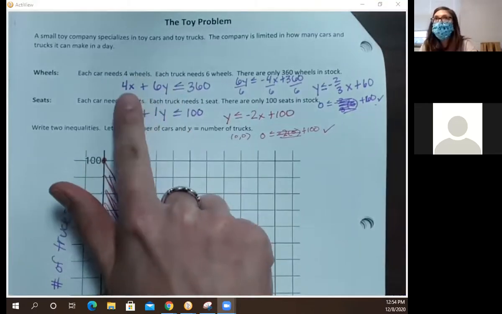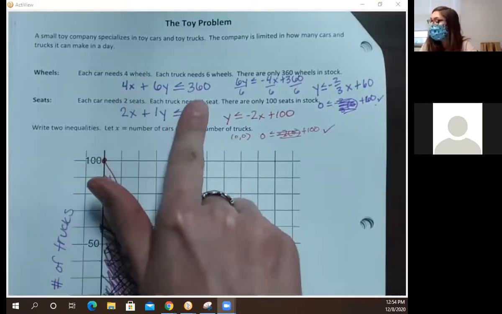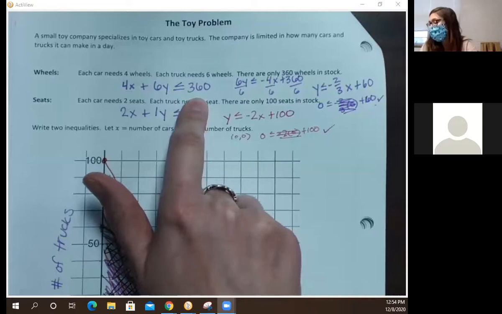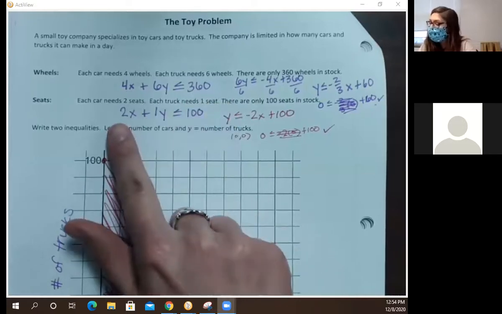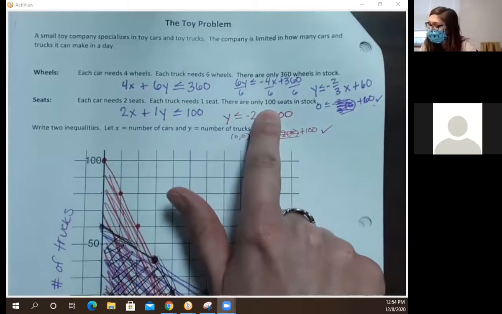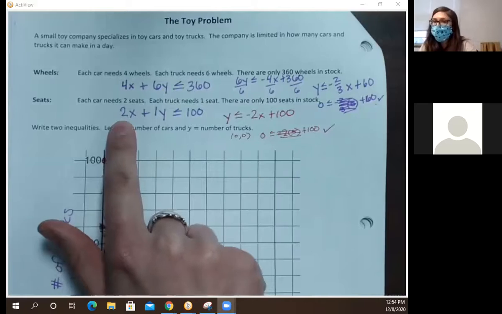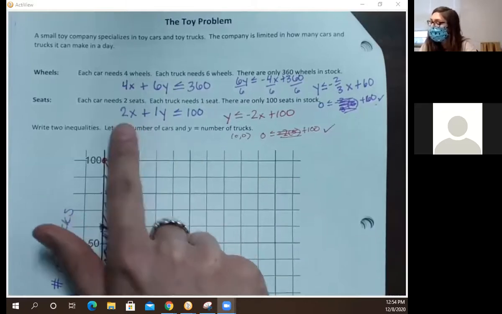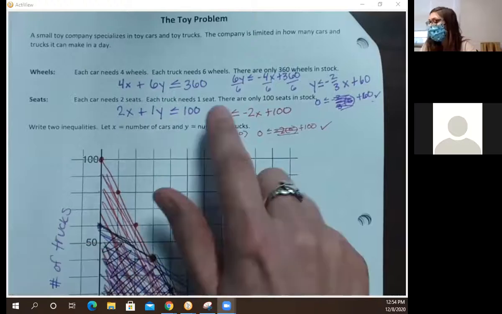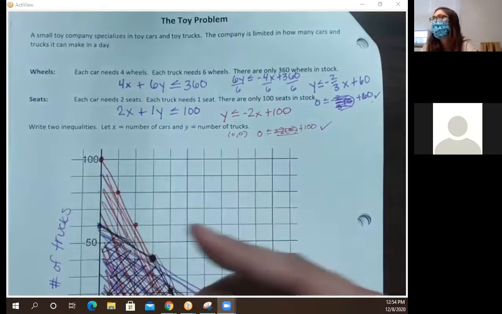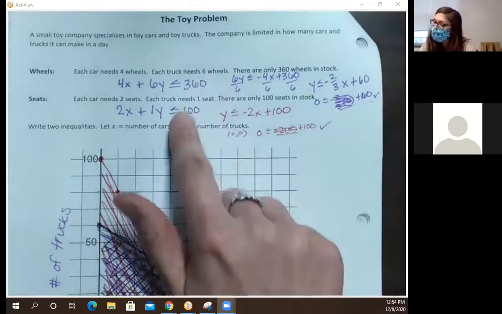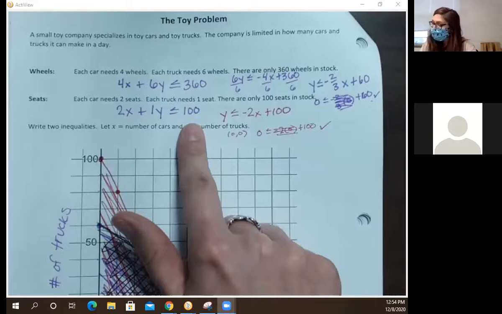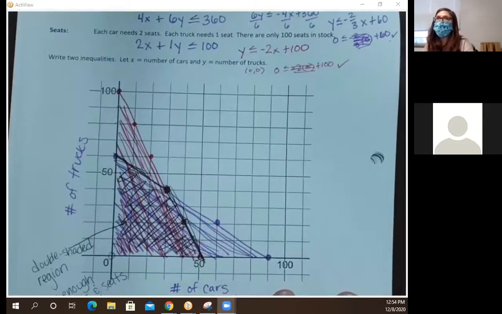However many wheels I use making my cars and trucks cannot exceed the amount I have in stock. And then we had a similar issue with our seats. We knew we had 100 seats in stock. I needed so many seats for every car and so many seats for every truck. And the amount of seats I needed to complete all my cars and trucks could not exceed the amount I actually had in stock. So that's where we got our two inequalities. And then we graphed each of these inequalities.